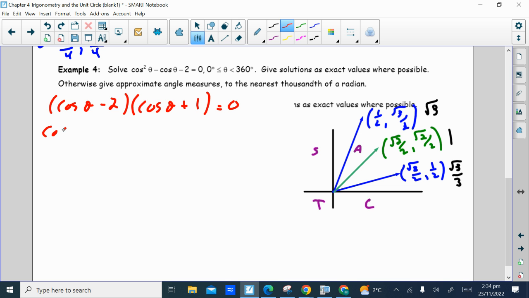So our solutions will come when each factor equals 0. And this will be where the cosine of theta equals +2 and where the cosine of theta equals -1.